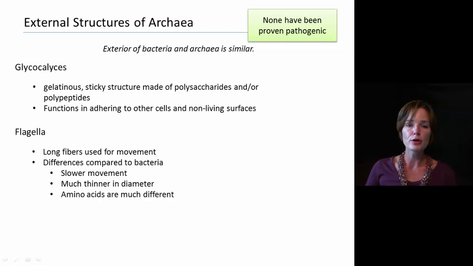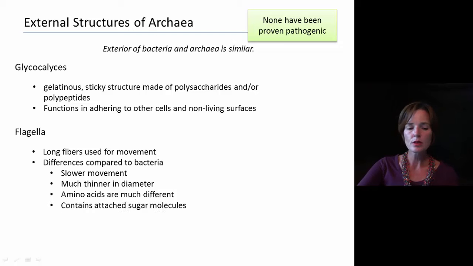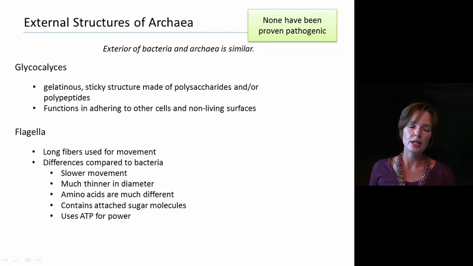And the actual components that make them up, amino acids specifically, that is going to be different. So they're made of a different material, and they're going to contain some sugar molecules attached to them. We didn't have sugar molecules attached when we're talking about the ones that you find in bacterial cells. So the bacterial cells, theirs again is made of flagellin. That's a specific protein. And for these, they're going to move using some ATP.